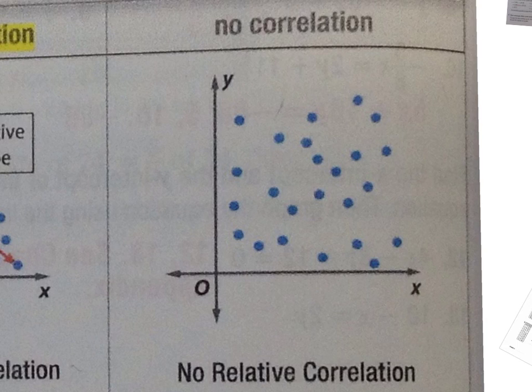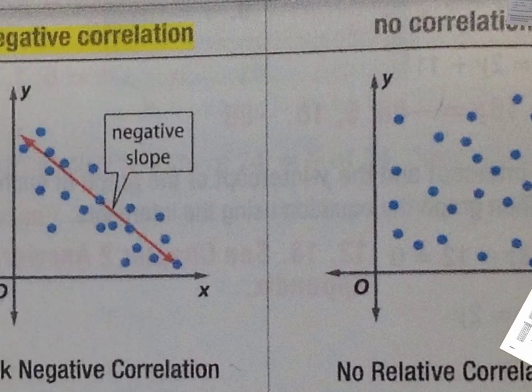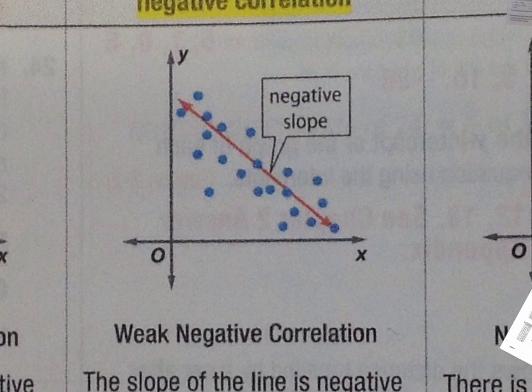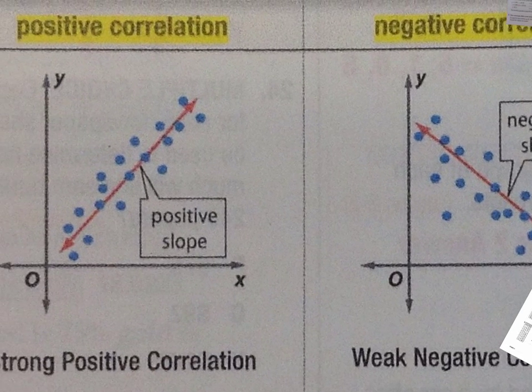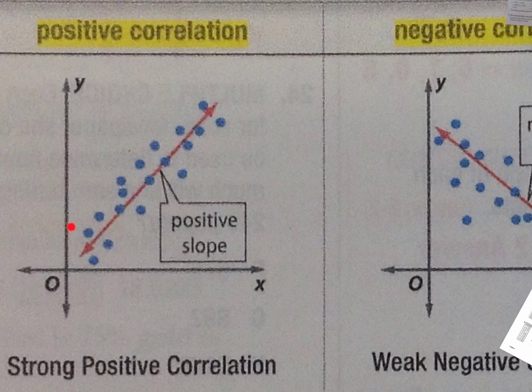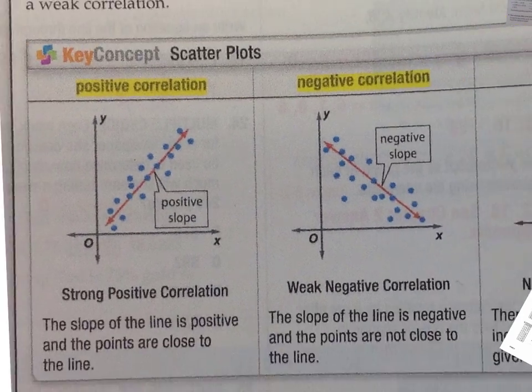So there is no correlation. Do we understand correlation? Again, no correlation. Negative correlation. Positive correlation. All right. Let's move on.